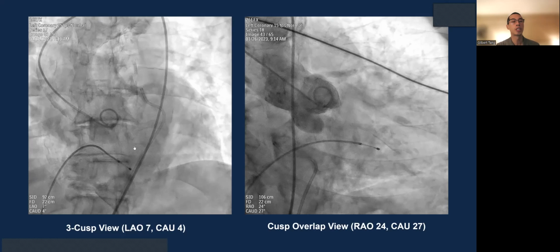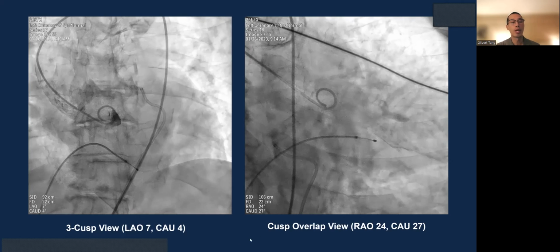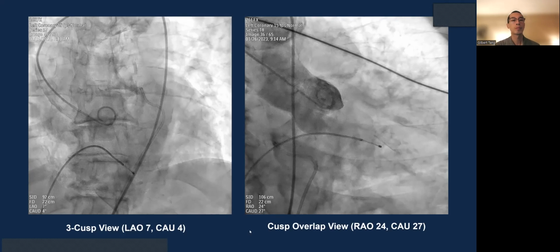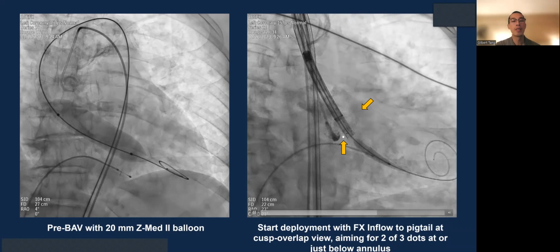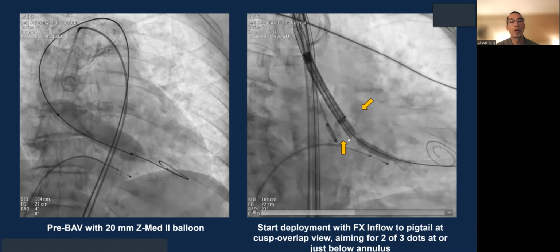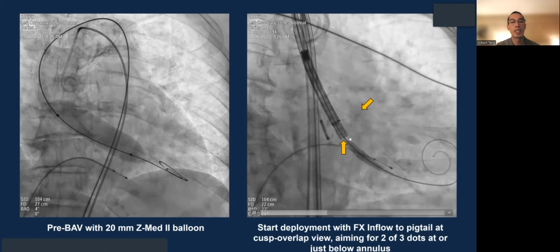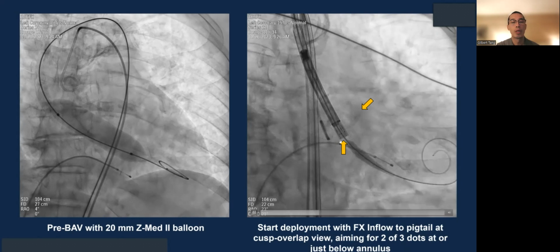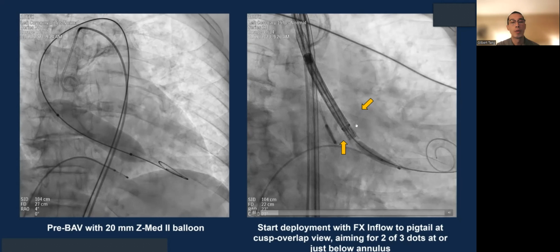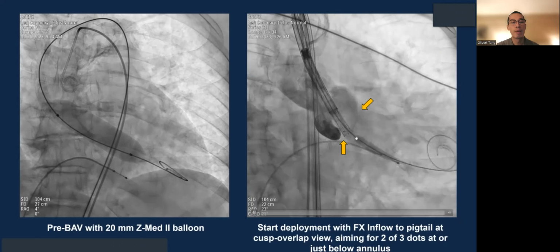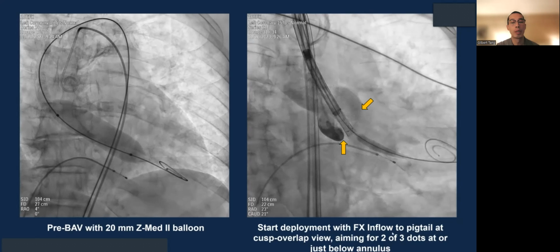You can see the three-cusp view and then the cusp overlap view as I have described before. And we pre-dilate. You can see that here our initial implant point of the Evolut FX is actually the inflow to the base of the NCC. You let the valve flower under controlled pacing, and you're aiming for 2 of the 3 dots at or below the annulus.